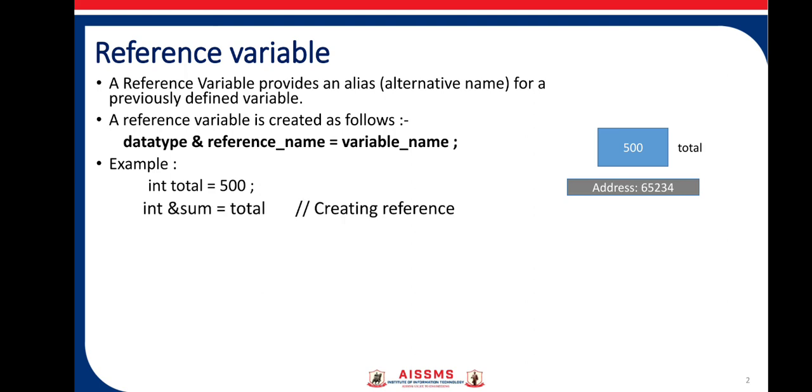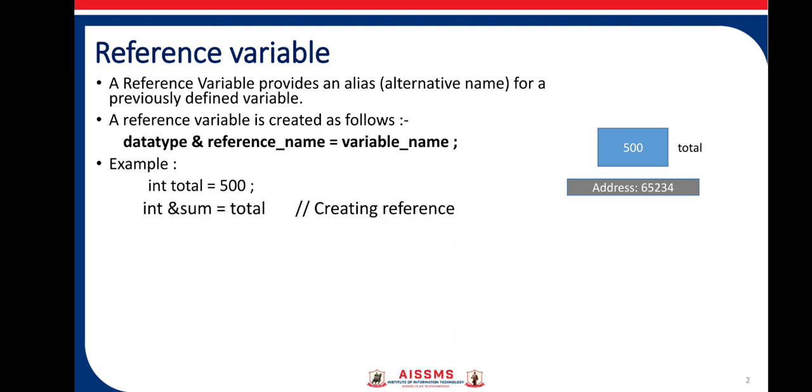Now let us create a reference. So by using the syntax which we have discussed above, first is data type, that is integer, ampersand is the symbol, then reference name. So we are creating a reference name as sum, assignment operator, and the variable to which we want to create a reference. So here we want to create a reference to this variable total which we have already defined.